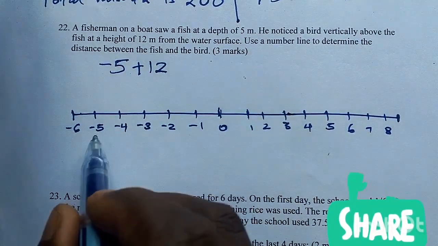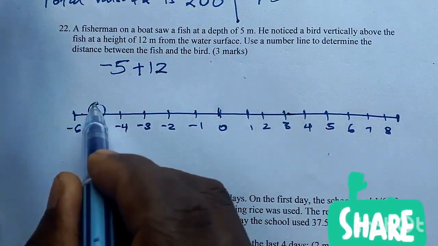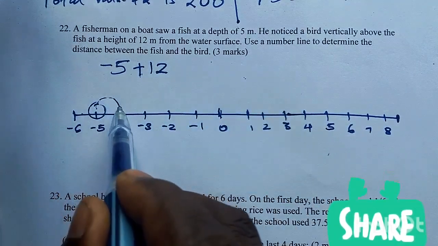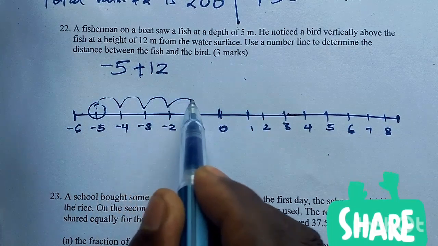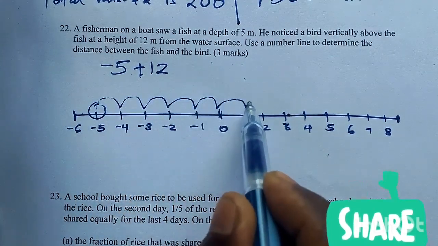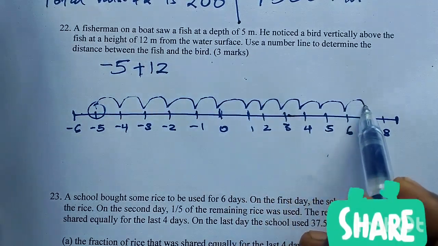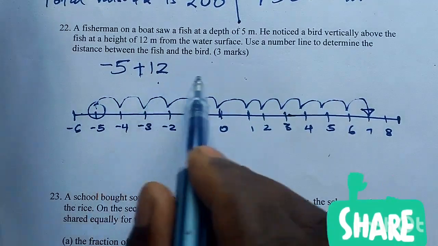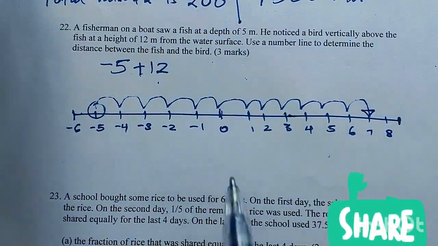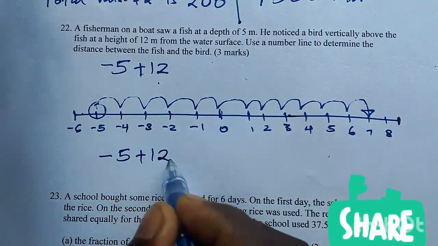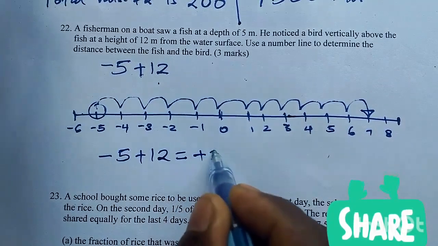Now we are at -5. We want to add. When you add, you move to the right. So from here, 1, 2, 3, 4, 5, 6, 7, 8, 9, 10, 11, 12. So we move 12 steps to the right, and that is -5 plus 12. The answer is +7.